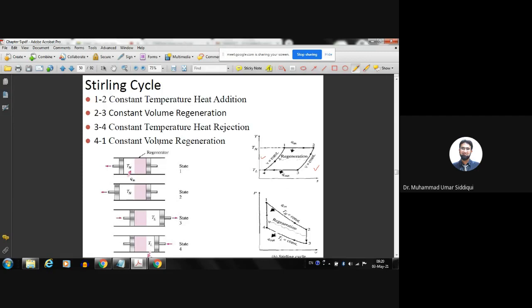We have some videos of the Stirling and the Ericsson cycle within the Google Classroom. I have uploaded them, so you just watch those videos, and they are going to explain all the steps of these cycles. But anyways, we are going to study the Stirling and Ericsson cycles just a little bit, and we're not going to go into much detail.